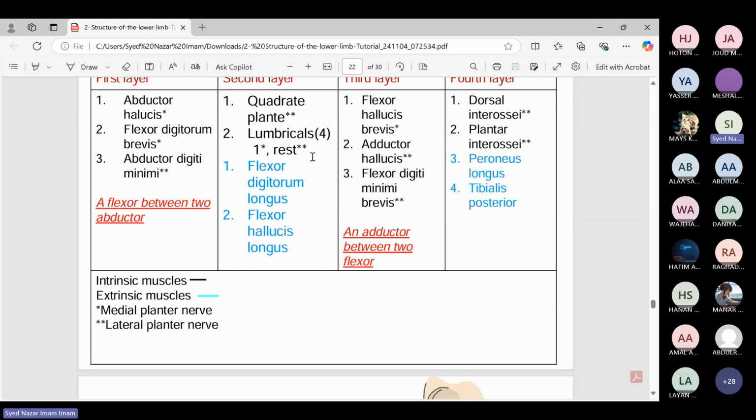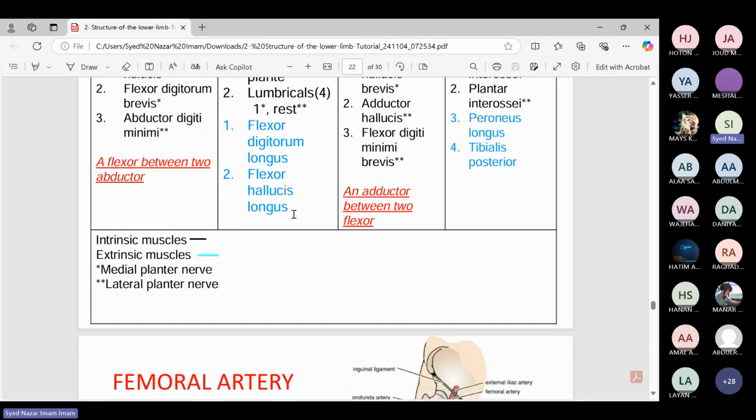What is the action of the lumbricals? Flexion of the metatarsophalangeal joint and extension of the interphalangeal joint. You will see the attachment of the lumbricals. They are muscles of the sole, but they are attached on the extensor surface. Their attachment is very unique, and that's why they have two different kinds of action: flexion of the metatarsophalangeal joint and extension of the interphalangeal joint, similar to the lumbricals we have in the hand.